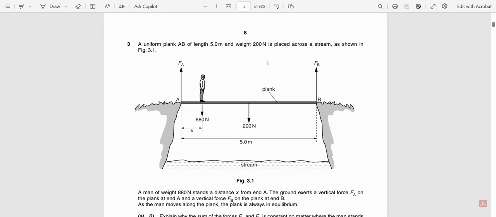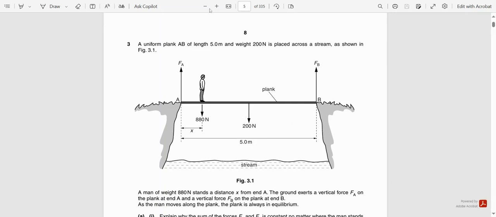So one plank has been placed, and the resultant force should be zero, right? Because the plank should be in equilibrium. If any force, that is clockwise or anti-clockwise moment, is exceeded, what will happen? The equilibrium will be disturbed. That is why we are applying the principle of moments for that plank at equilibrium, right?